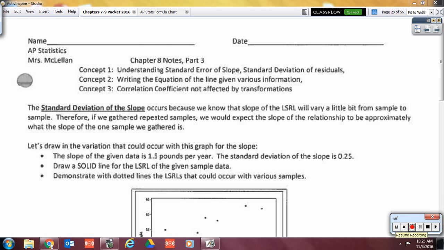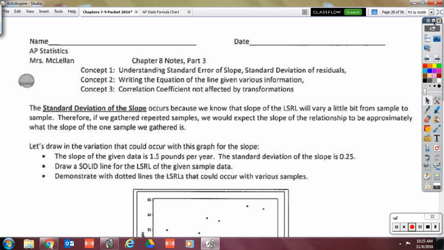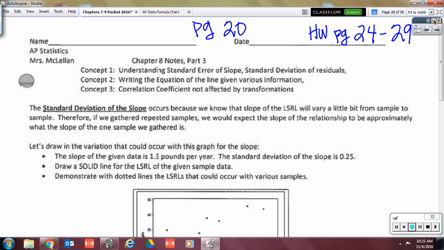So we're going to start on page 20 in your packet. Okay, and that's our chapter 3 notes. And so go ahead and get open to page 20. All right, homework, by the way, is going to be pages 24 to 29. So quite a few pages, so I want to get this lesson taught as quickly as possible so you have class time to work on that.